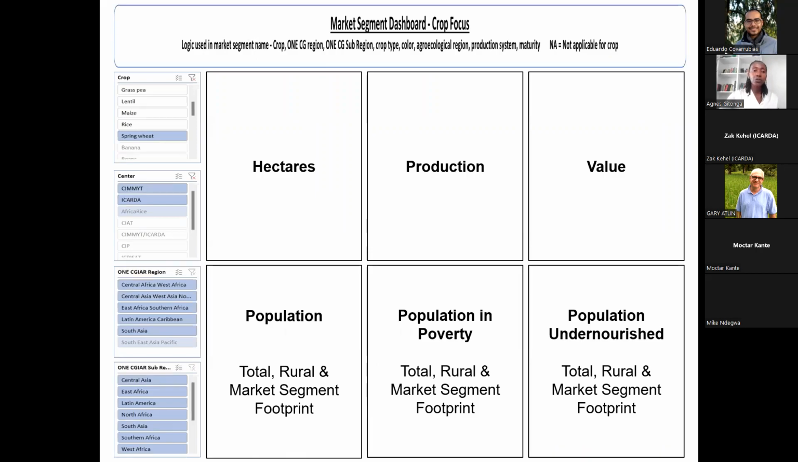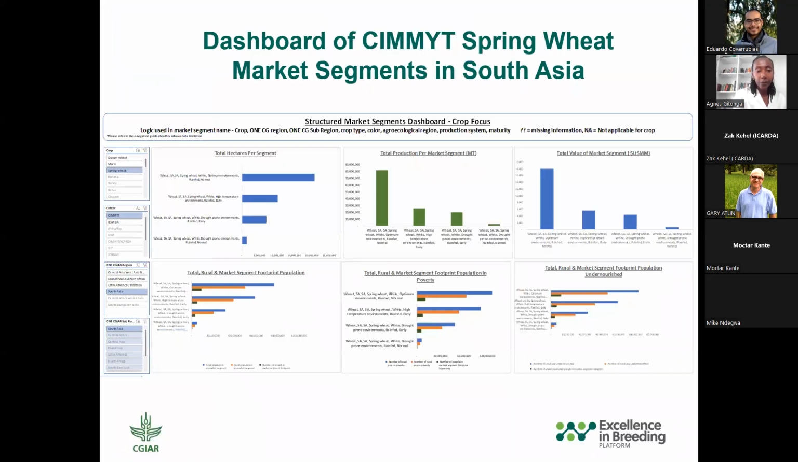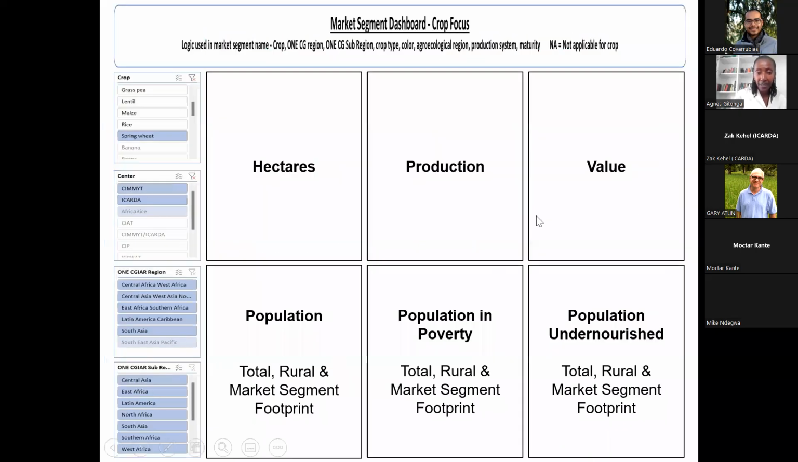So we've been able to come up with a dashboard that has all the descriptors that we've talked about in terms of acreage for every market segment. We have all the metrics, and one is able to filter out the crop of interest, the center of interest. Then you're also able to check which region or sub-region is of interest. So we've been able to come up with that data. That was just for example purposes.